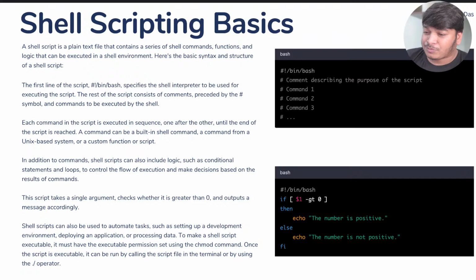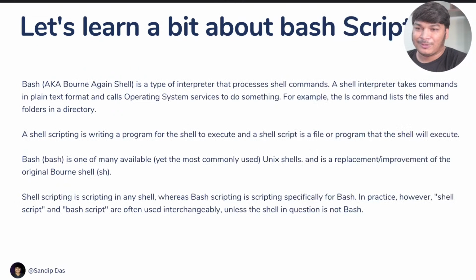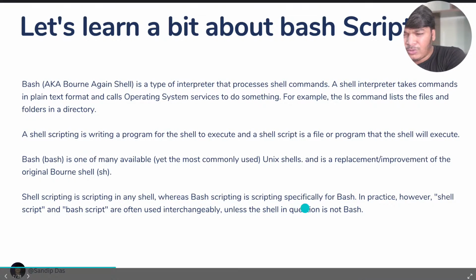Okay. Now, it is exactly chmod +x, then the file name, with a space in between. I will show you anyway. So once the script is executable, it can be run by calling the script file in the terminal or using the ./ operator. So dot, then slash, then the file name. It can be executed that way. I know it's a lot to take in, but go very slowly.